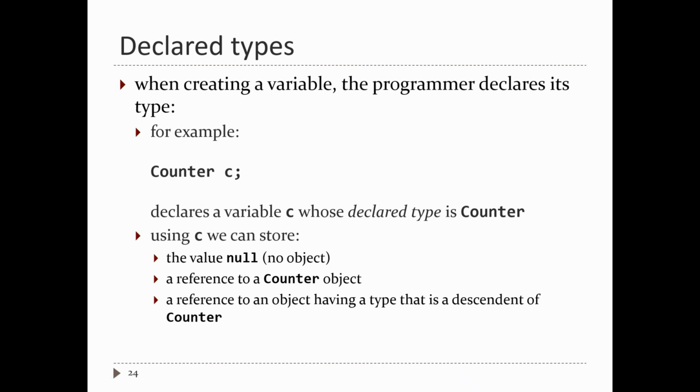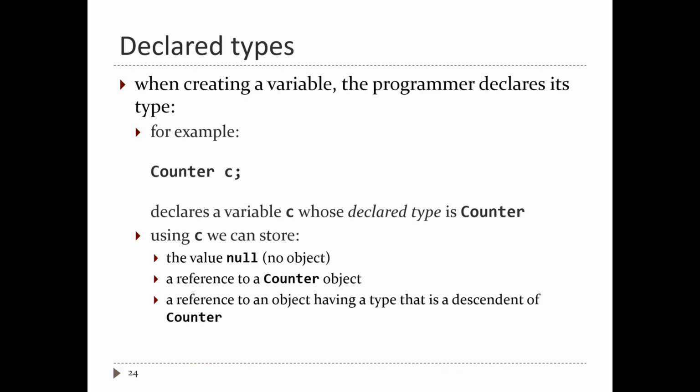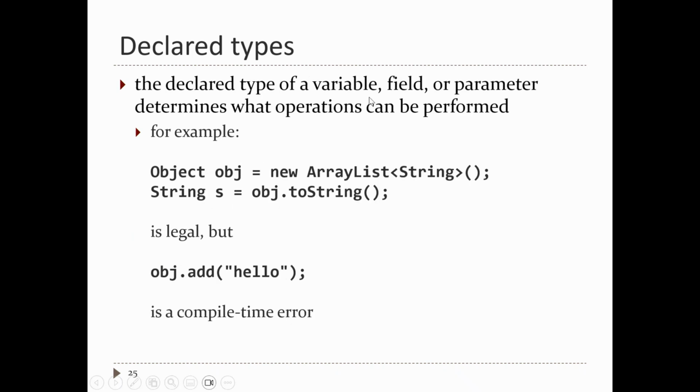It should be obvious that you can store a Counter reference in c, so c equals new Counter. But you can also store a reference to any descendant type of Counter. So you can write c equals new StoppingCounter, and the reason you can do that is because every StoppingCounter has as one of its types Counter. The declared type, the type that you say the variable is, also applies to a field or parameter.